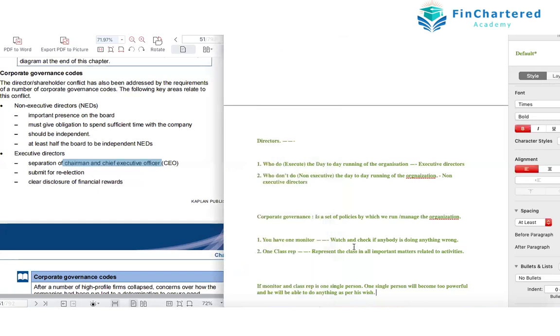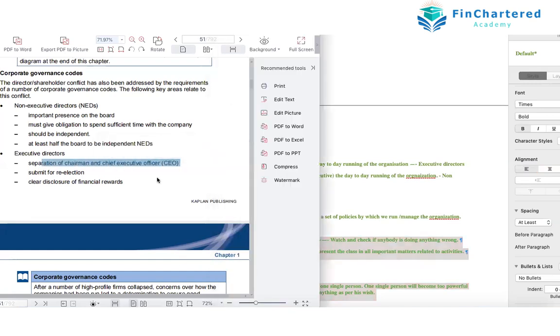Right? So that is why in executive directors, using this example, rep and monitor, we are saying that the chairman is also a powerful person in an organization. The CEO is also a powerful person. So what we're saying is they should not be the same person. That is why it says separation of chairman and CEO, and they always get re-elected. And as I mentioned, we need to reward them for their performance, and we need to clearly mention what the rewards are.